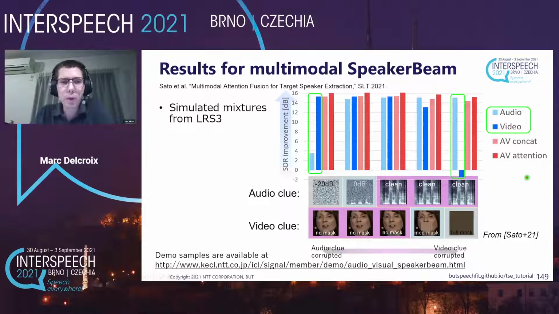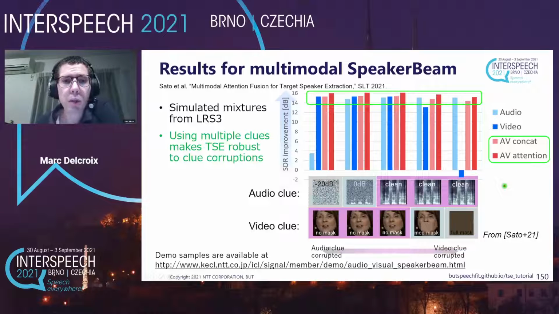First, you can see that when we use only one modality, one clue, we can get quite good performance when the clues are reliable, but the performance degrades quite severely when the clues are not reliable anymore. However, if we use multimodal clues, we have stable and robust performance in all cases. And we also observe slightly better performance using the attention-based fusion compared to the concatenation in our case.